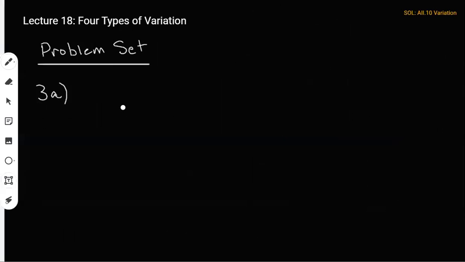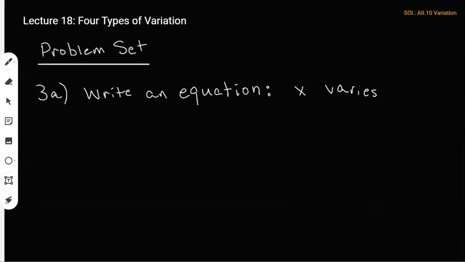So looking at number 3, part A, what I want to do is I want to write an equation. That's the first thing that I want to be able to do. Take a sentence and then write it out as an equation or a formula. So the first one says x varies directly with a.